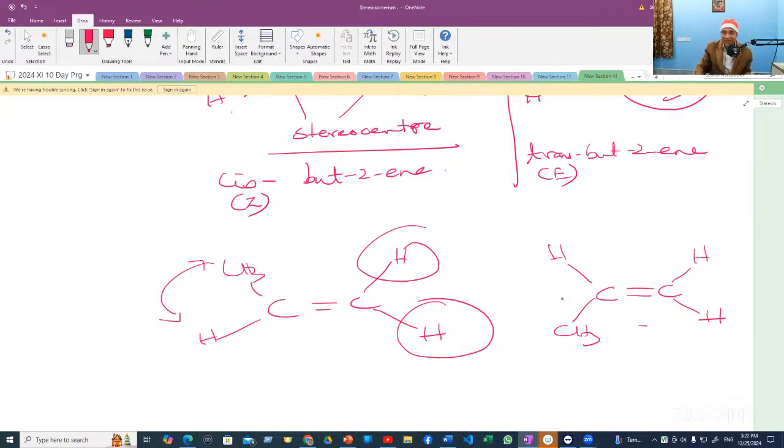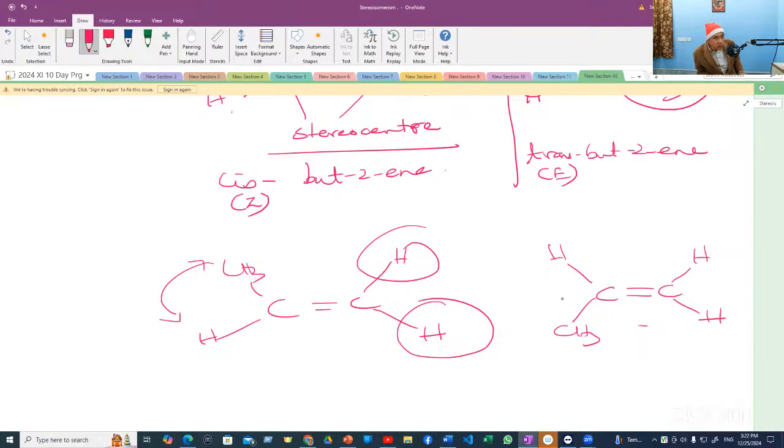Just take this in your hand and make it upside down. The methyl will go the other side and then bring it to the first molecule. They are superimposable. Then they are one and the same. They do not have any different adjectives. No adjective at all.